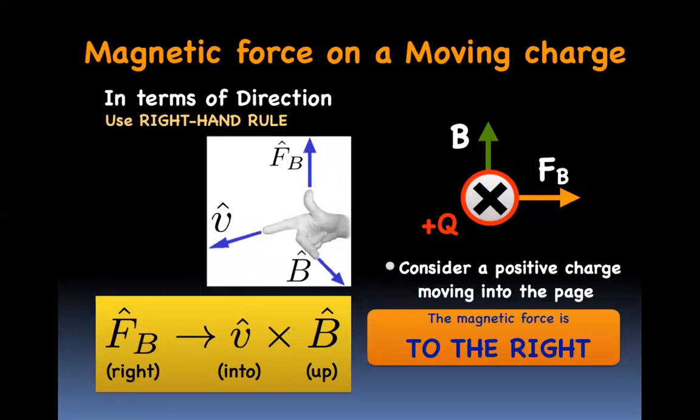Let us apply what we have learned in getting the direction of the magnetic force to this given example. Here we are to consider a positive charge that is moving into the page. The magnetic field it experiences is upward. By doing right hand rule, we can verify that our thumb is pointing to the right. Therefore, the magnetic force is to the right.